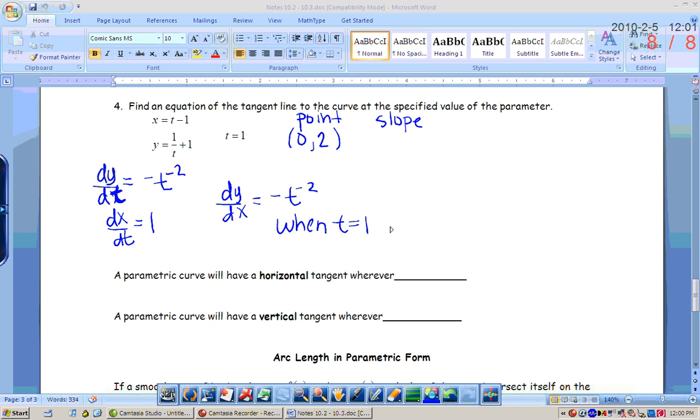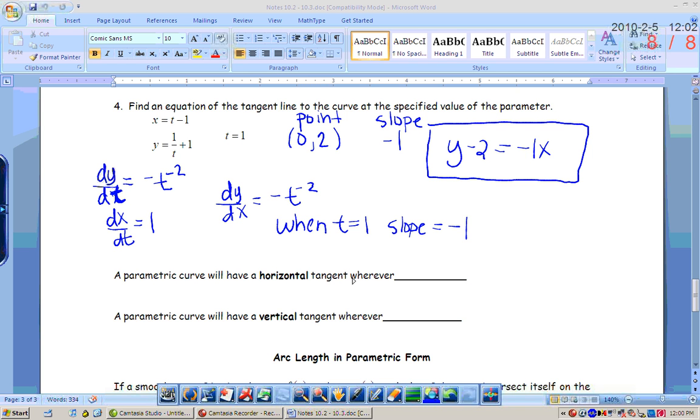So when t is 1, the slope will be negative 1. And the equation of a tangent line is still a line in normal xy form. So y minus 2 equals negative 1 times x minus 0, or just x.